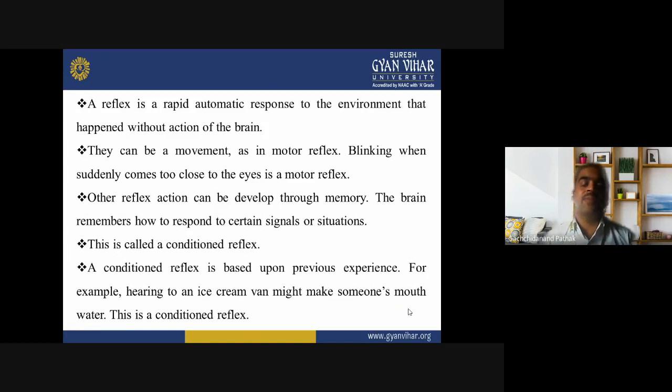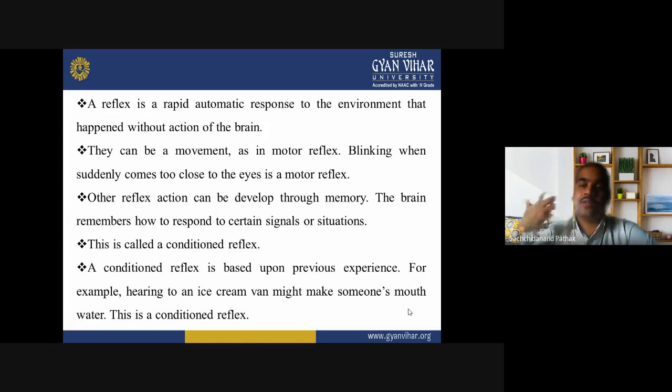They can be movement, as in a motor reflex, like blinking when something suddenly comes close to the eyes. Other reflex actions can be developed through memory. The brain may remember how to respond to certain signals or situations. This is called the conditional reflex. Now you can see there are other reflexes also. Conditional reflexes are those reflexes which are generated through memory.